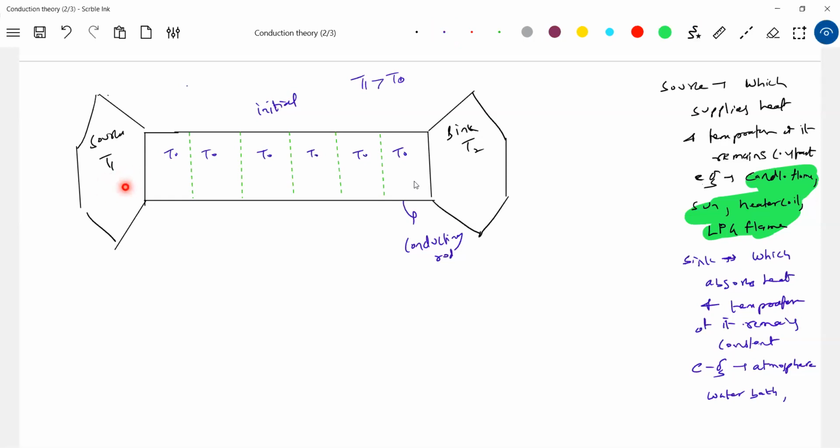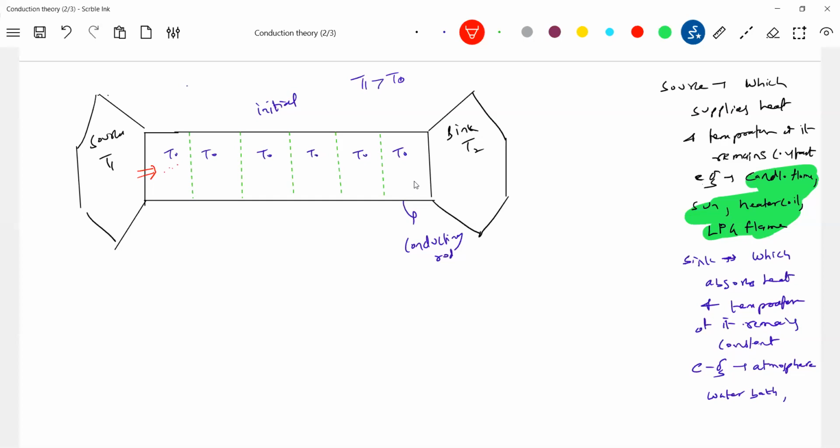As they are vibrating at high amplitude, the atoms in the source have more vibration than the atoms in the conducting rod. So the moment the source comes in contact with the rod, the vibration will be transmitted to the atoms of the conductor. They'll also start vibrating, and because of that, heat will flow. So what is the direction of heat flow? It will be like this. As it absorbs heat, the temperature of that element will increase.